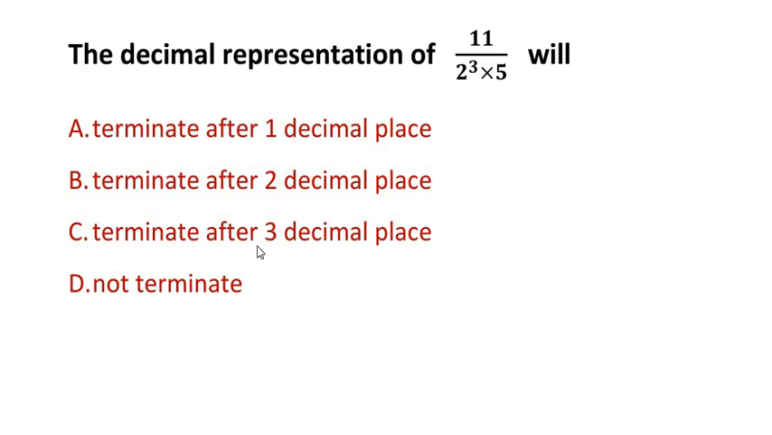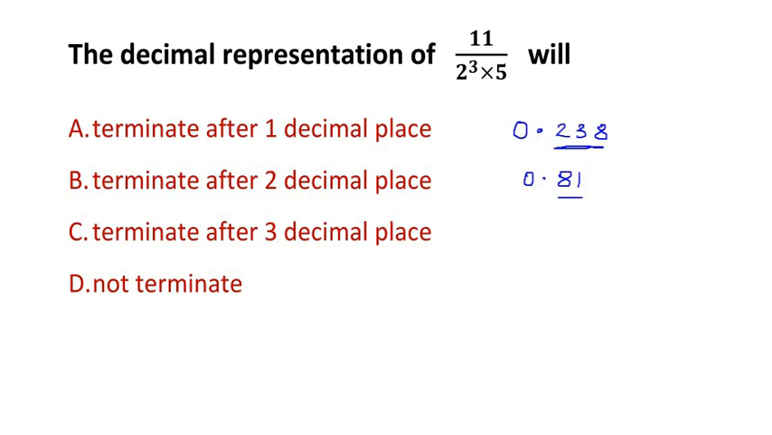Now the meaning of the question is, we have to check after how many places it terminates. For example, if it ends up as 0.238, then it terminates after 3 decimal places, and if it terminates as 0.81, then it terminates after 2 decimal places. So we have to check after how many decimal places the given number terminates.